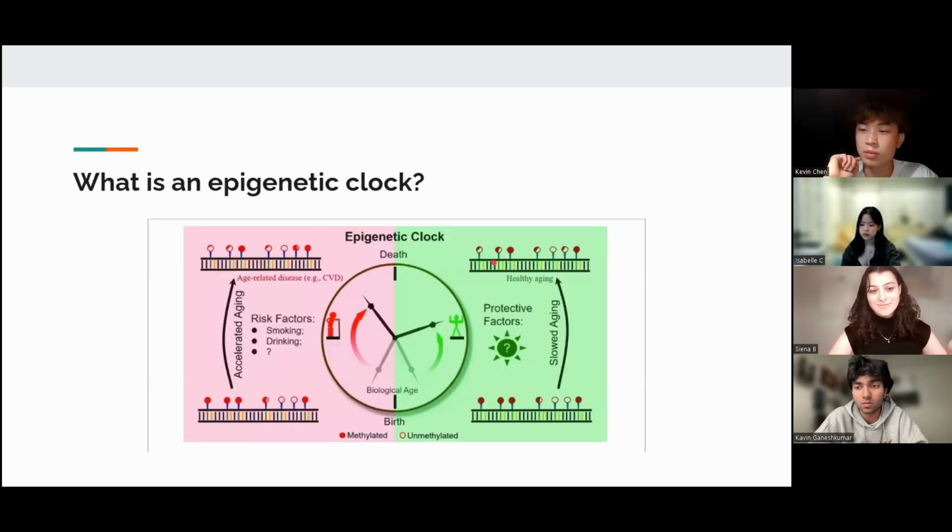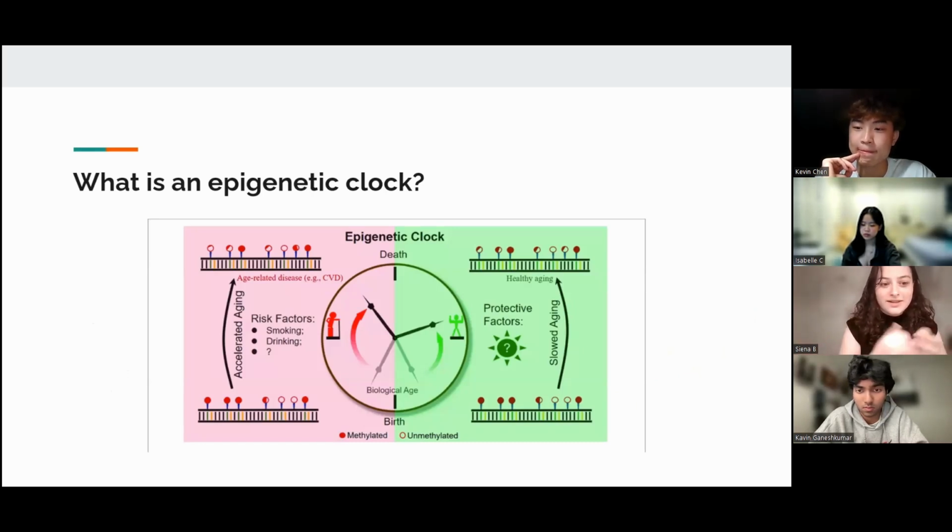Okay, so what is an epigenetic clock? Essentially, it's measuring your age based on the changes in methylation. Like Kevin said earlier, it's modified a lot by your environment. This includes smoking, drinking, living in a polluted area that may affect your lungs. Protective factors would be taking care of your body, which would help slow down the aging process.